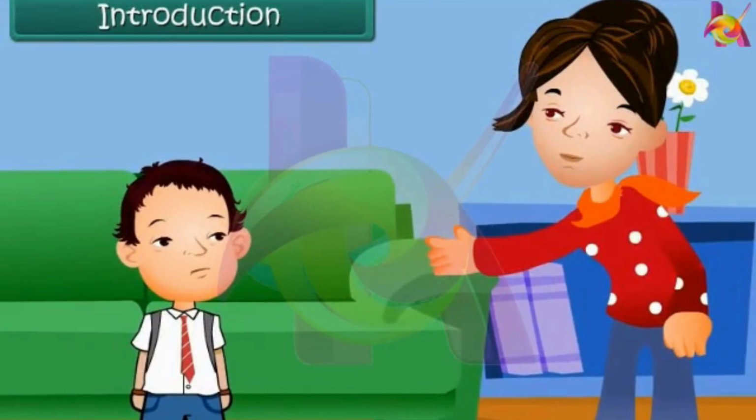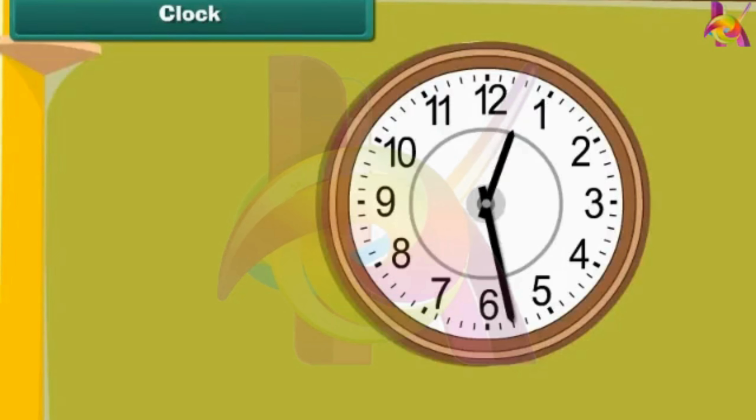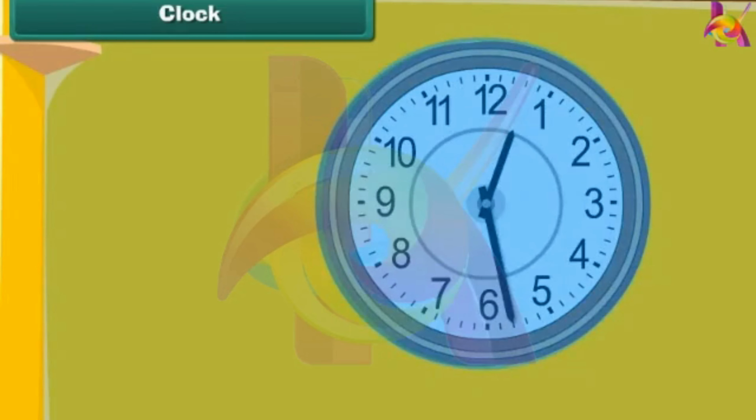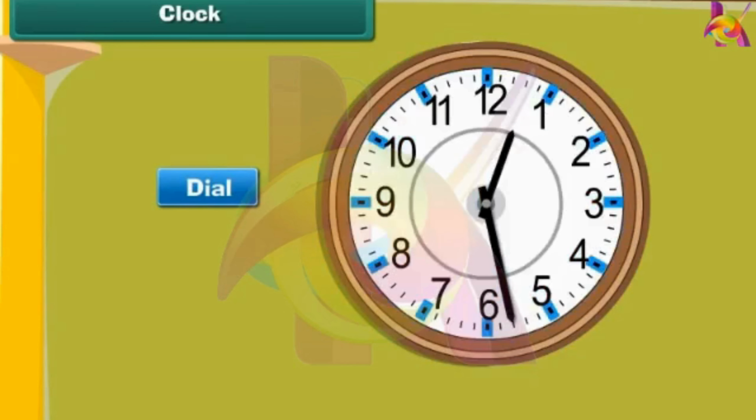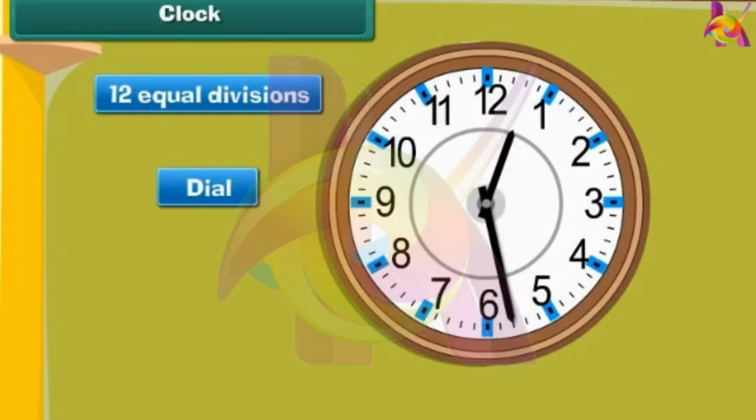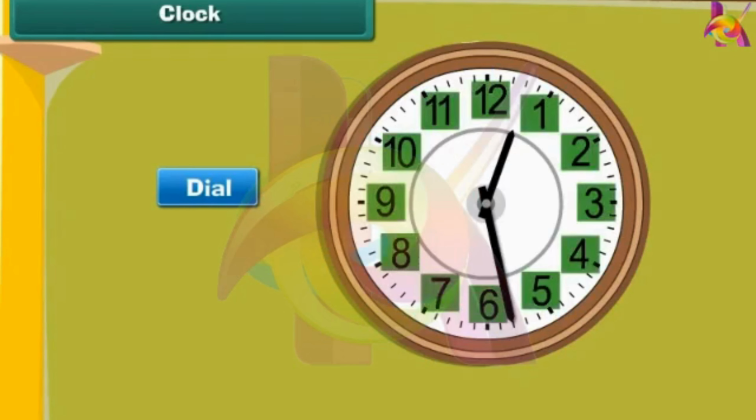In this lesson, you will learn about time. Clock. Look at this clock. The visible side of the clock is known as its face. It has a dial. The dial has 12 equal divisions. These divisions are numbered from 1 to 12.